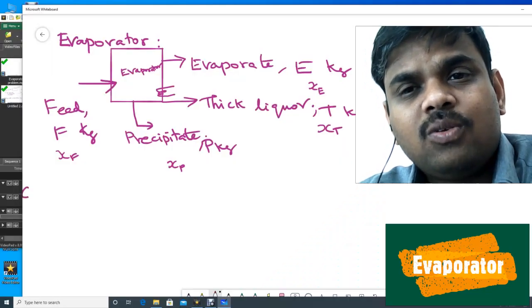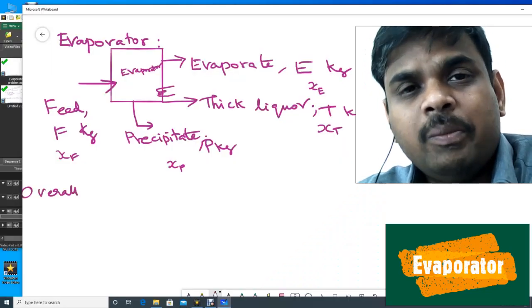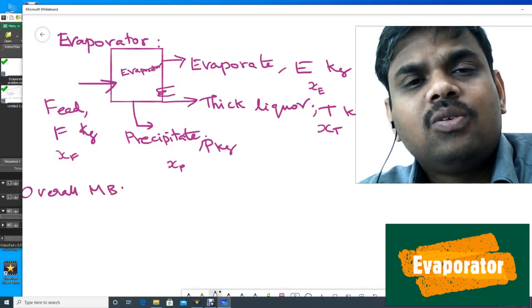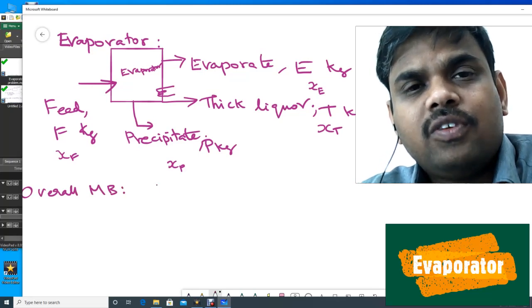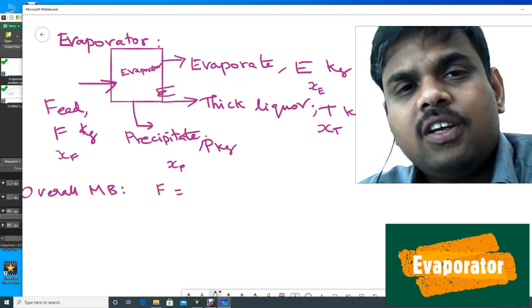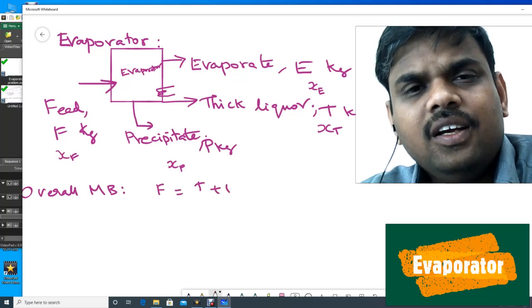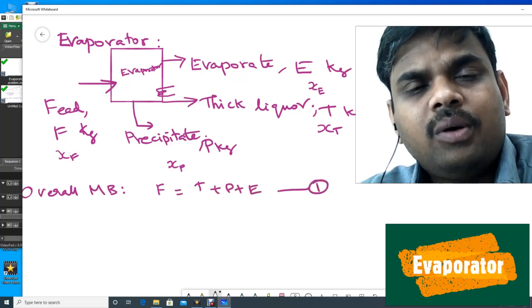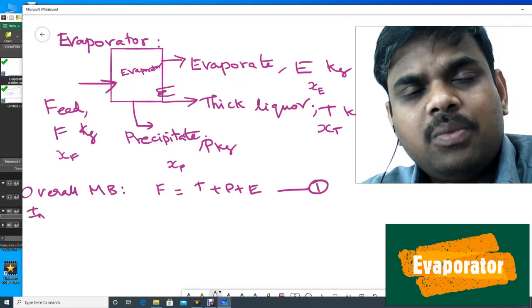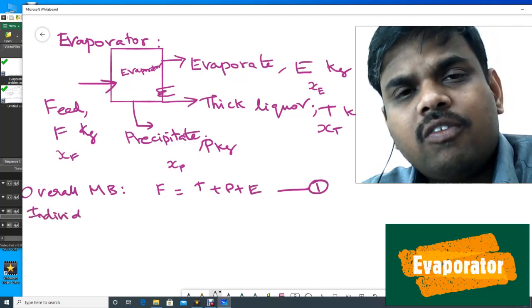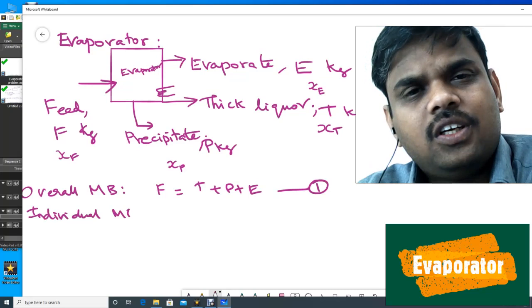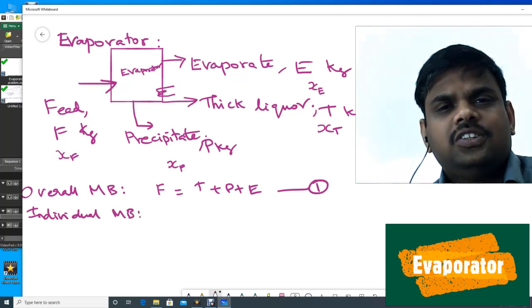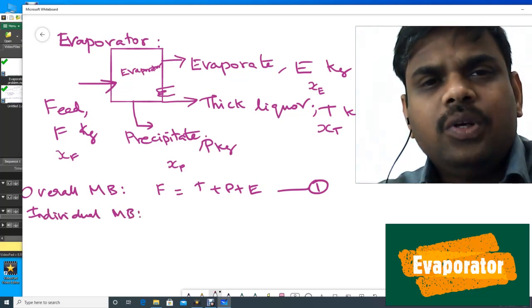So to determine the steam economy, we should find out the total evaporate. By material balance we will come to know the total kg of water or solvent evaporated, and we know how much steam is supplied. The total amount of vapor formed divided by the total amount of steam supplied gives the kg of water vaporized per kg of steam. That we can determine at a later stage. Right now we will do a simple numerical.